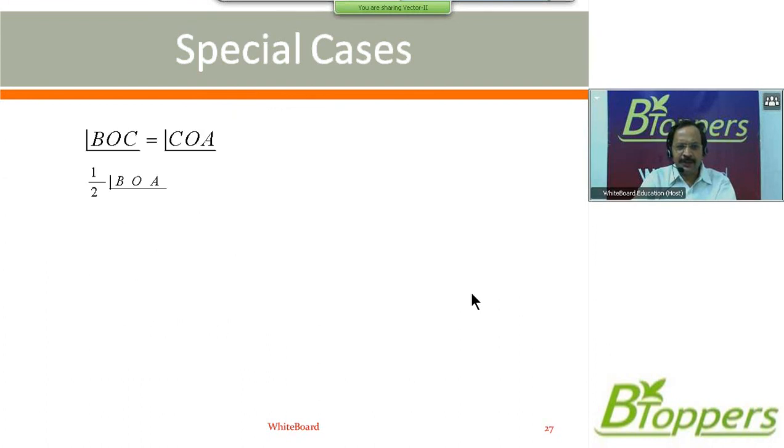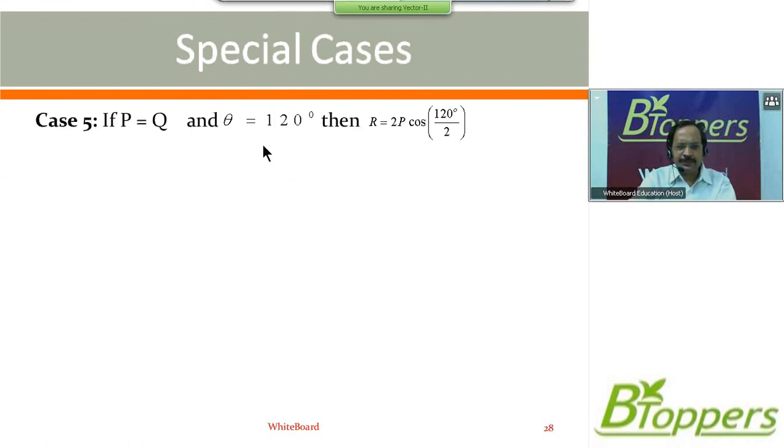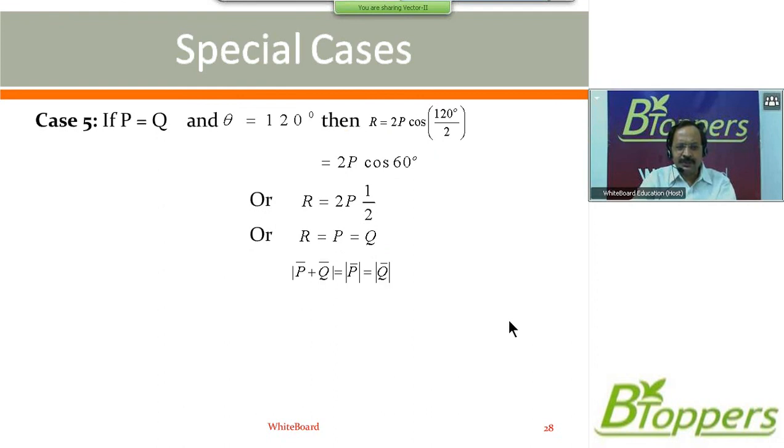Again, we will come to the case 5, where the two vectors P bar and Q bar have same magnitude, but they are inclined to each other at an angle of 120 degrees. Then R equal to 2P cos theta by 2. Here theta is 120 degrees. So theta by 2 will be 60 degrees. And you know that cos 60 degrees is 1 by 2. So we get R equal to P, or you can write R equal to Q.